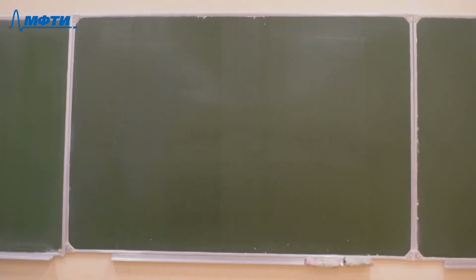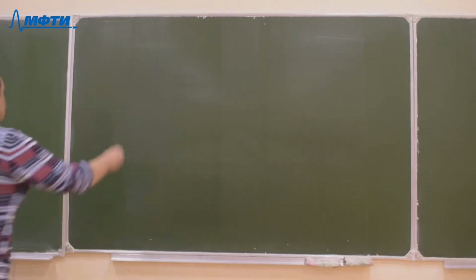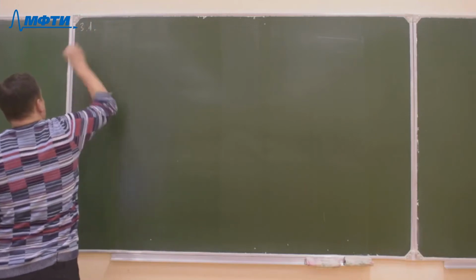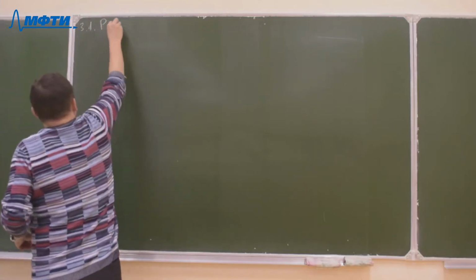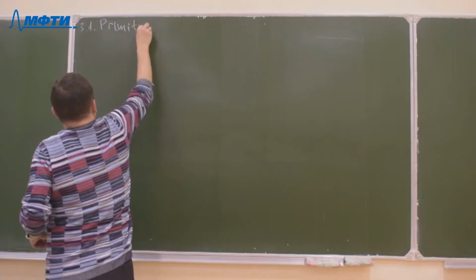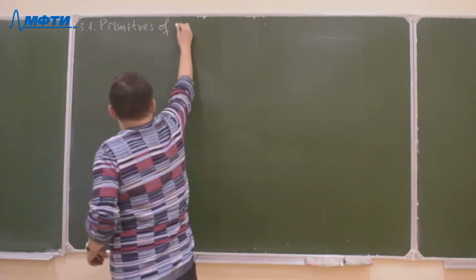We start the next section, 3.1, primitives of rational functions.